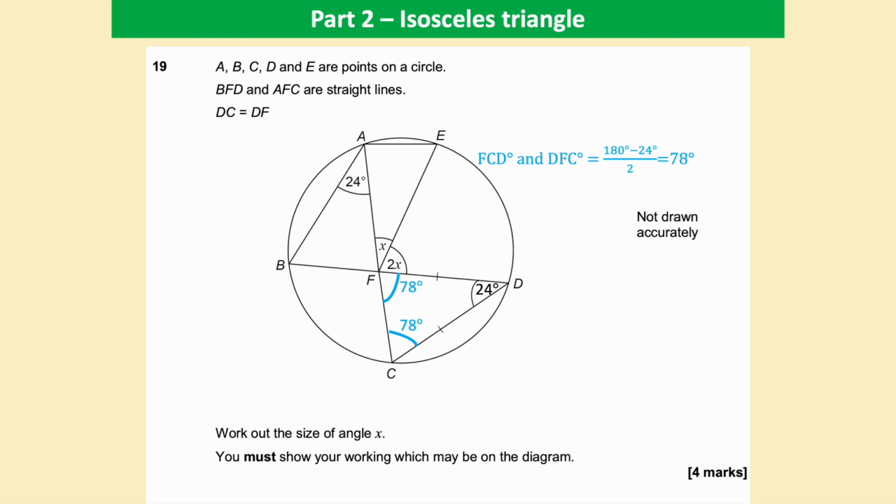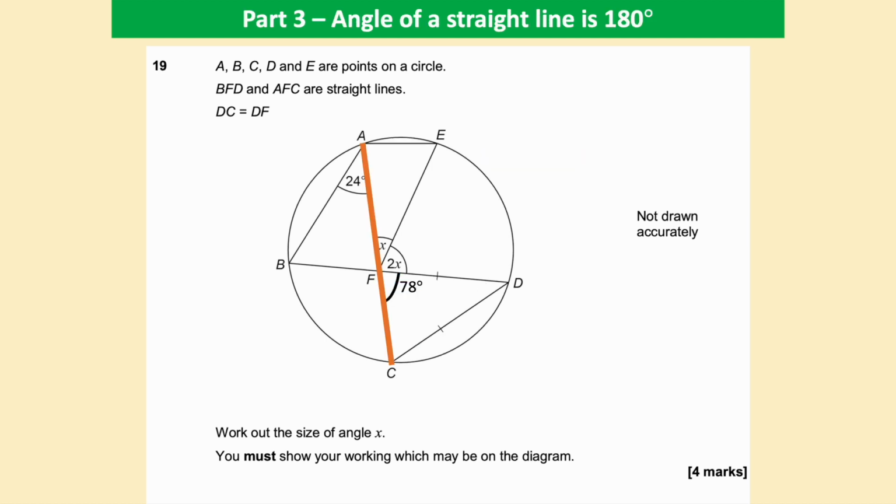Now for the next step, we're going to be looking at the straight line AC. Because AC is a straight line, its total angle on the straight line is 180 degrees. And so 78 plus x plus 2x equals 180. So 78 plus 3x is 180. So if you solve for x, you get 3x equals 102 degrees, and then divide both sides by 3, you get x equals 34 degrees.